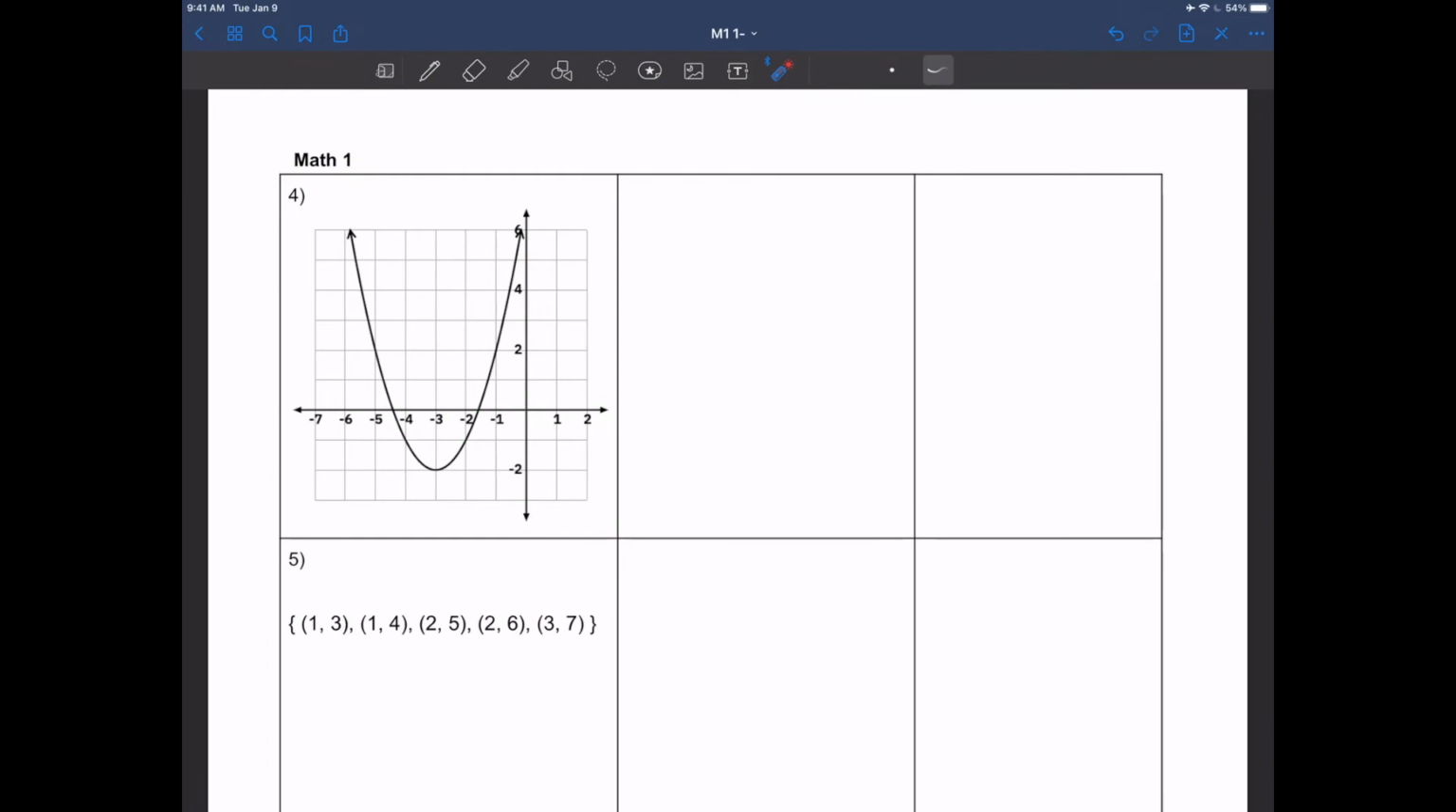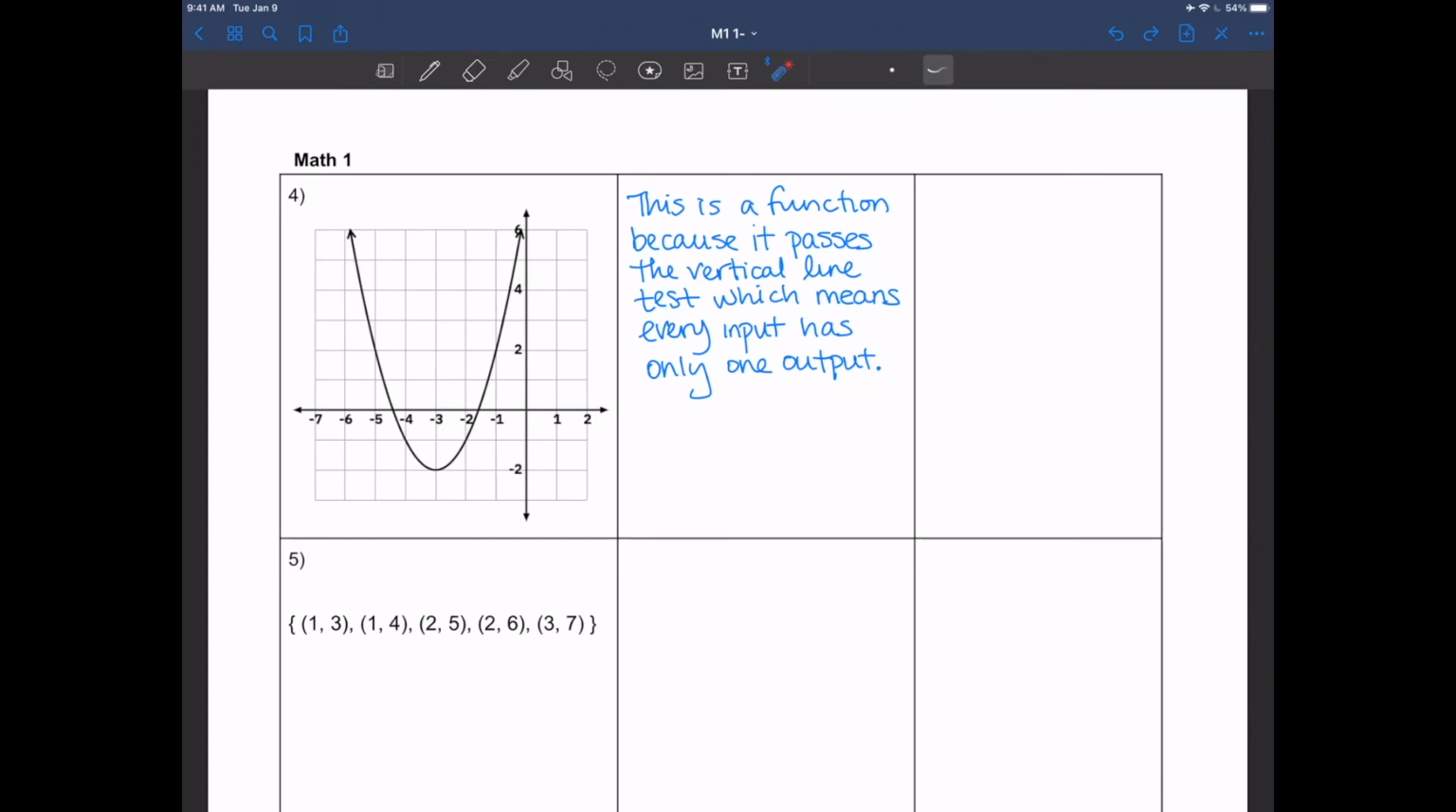All right, I'll do another graph example here. This is number 4. Because it's a graph, I want to use the vertical line test. I want to see if I can find a vertical line that will intersect this graph in more than one place. If I draw one here, that's only one, so this vertical line is not going to show that it's not a function. That one either. In fact, there's no vertical line that I can draw that will go through this graph more than once. So this is a function because it passes the vertical line test.